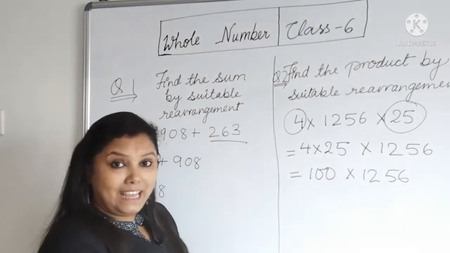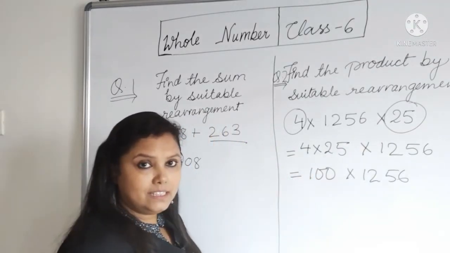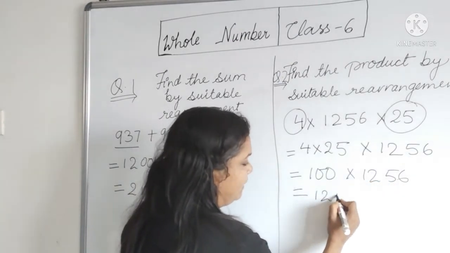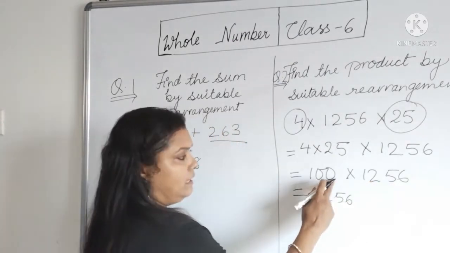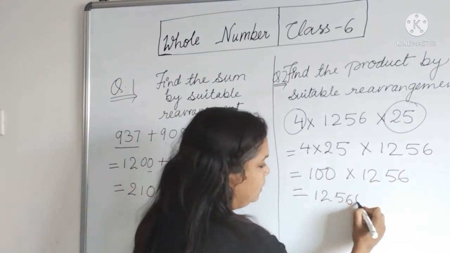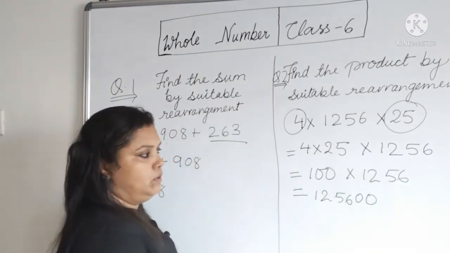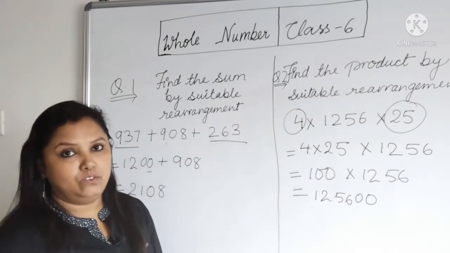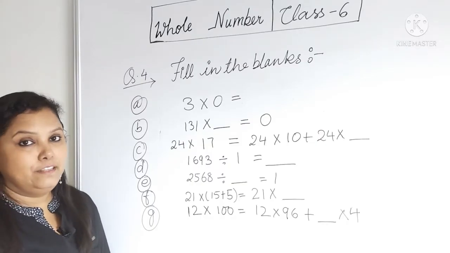So multiplying any number with 100 is easier. What are we going to do? We just have to write this number 1256 and then put 2 zeros at the end. So the final answer will be 125600. Easy, na?